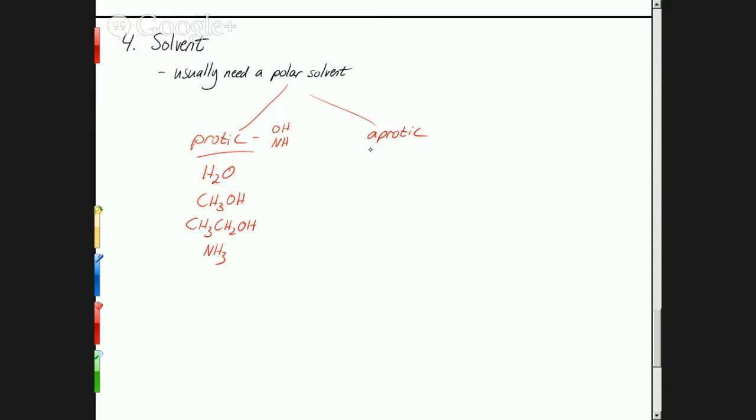Aprotic solvents are polar solvents that don't have that. And these we're often not as familiar with. So I'm going to draw the structures and say the names. So things like acetone. That's a polar solvent. It's got that CO bond, but it doesn't have that OH or NH in it. Some other common ones, which we've used, dichloromethane or methylene chloride. Diethyl ether.